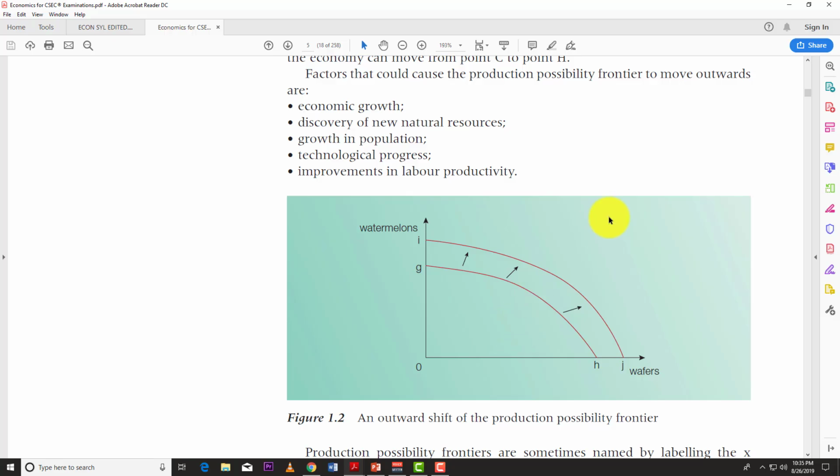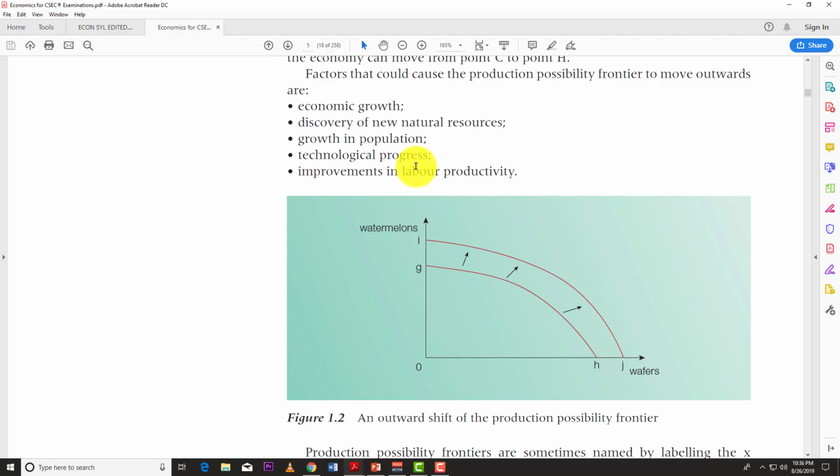Now, the curve can also shift inwards. What would cause the curve to shift inwards? Well, it would basically be the opposite of these here. If the economy slows down, the economy doesn't grow, then of course it shifts inwards because resources are reducing. If your technology is obsolete, then you can't produce efficiently, so the curve shifts inwards.